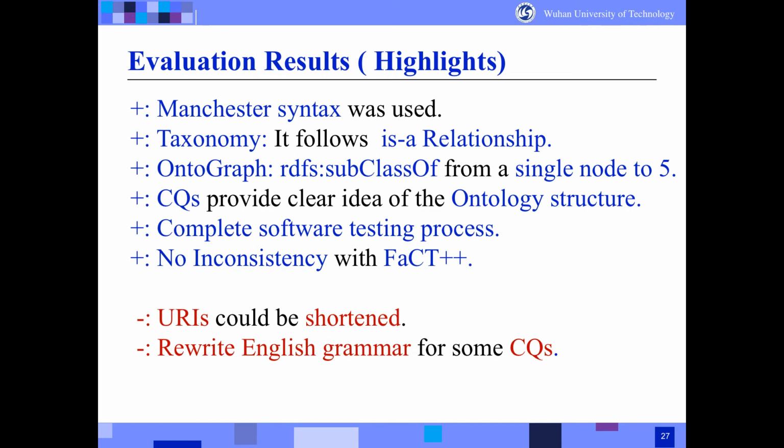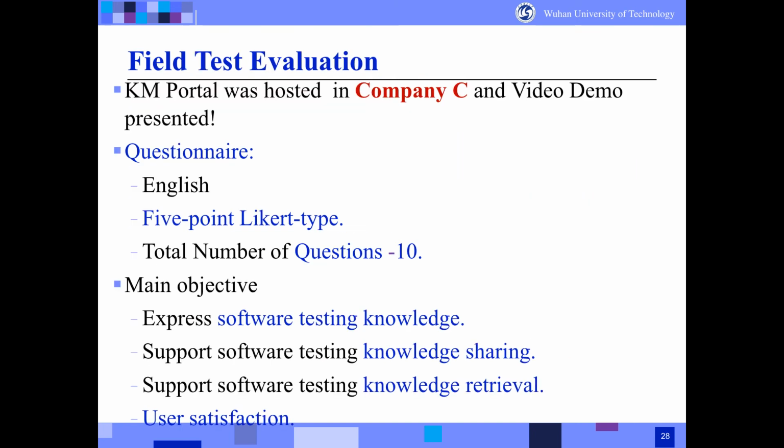URIs could be shortened was also one of the negative comments given, because my name is Shangunathan Vasandapriyan, so I used my login name as the username. So the long URI was present in my ontology, and they asked to shorten it. It is useless to have that type of long name there, because the username came inside the URI. Then they asked to rewrite English grammar for some CQs, because I just used some common English. This was also highlighted in the evaluation by the ontology experts. Then the final one is field test evaluation.